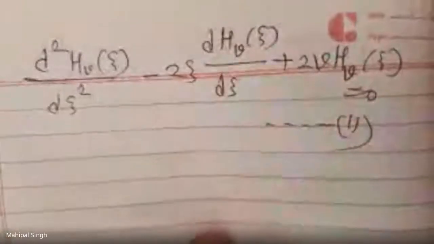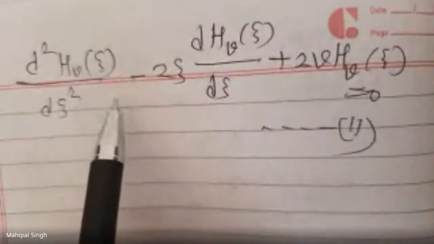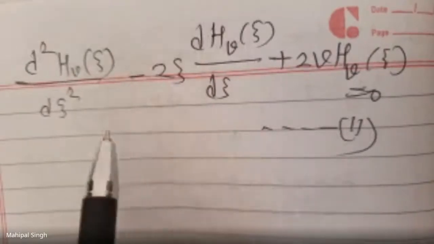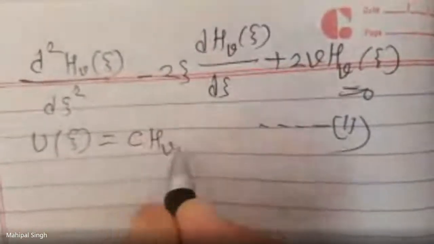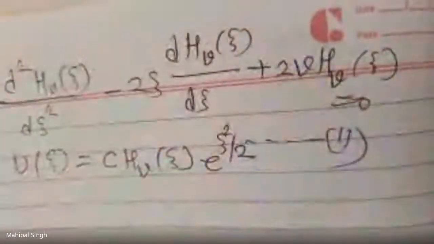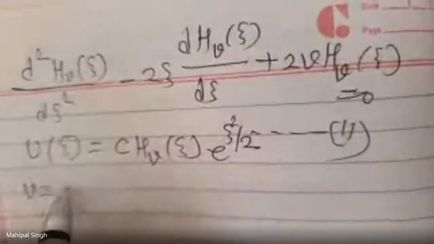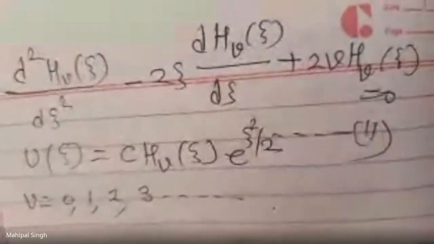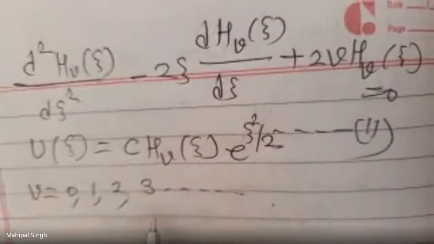Equation number 11. This shows that the solution of equation number 7 is obtained by replacing u xi by the Hermite polynomial Hv xi in equation number 8. That is, u xi equal to c Hv xi e to the power minus xi square upon 2. These are acceptable solutions. As we know, only for v equal to 0, 1, 2, 3, and so on, the restriction on v gives a corresponding restriction on capital E, the energy.